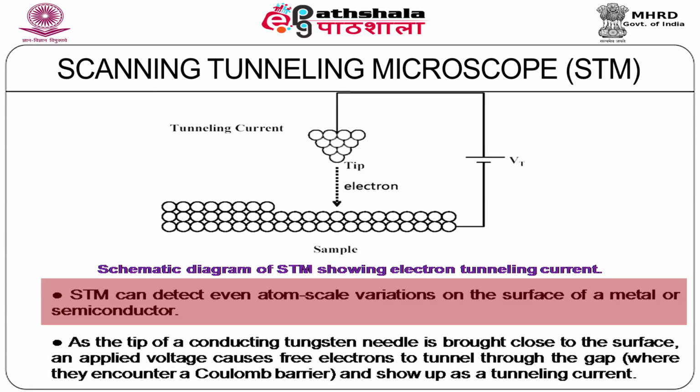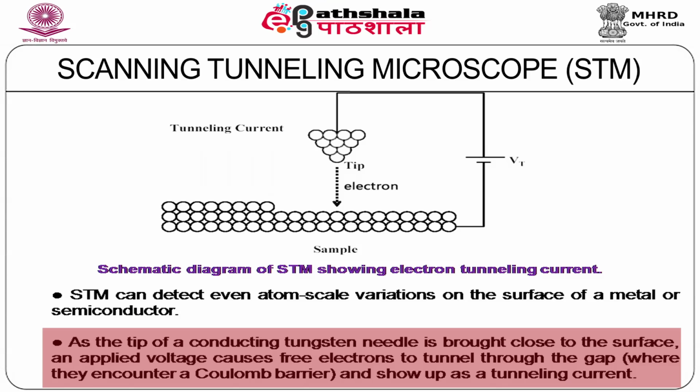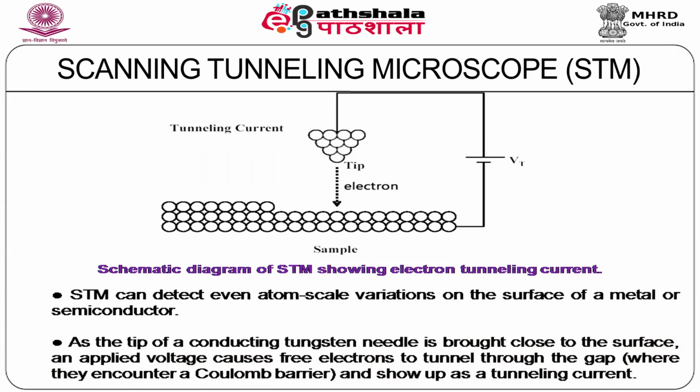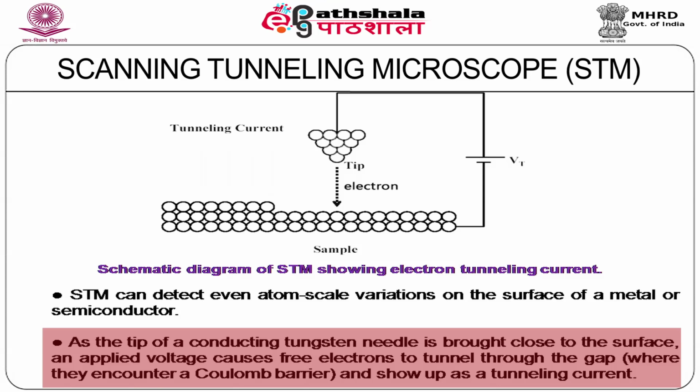So the tunneling microscope, this STM, can detect such small variations on the surface of a metal or a semiconductor. As the tip of a conducting tungsten needle is brought close to the surface, as you can see in the figure, an applied voltage causes free electrons to tunnel through the gap between the tip and the surface of the metal.